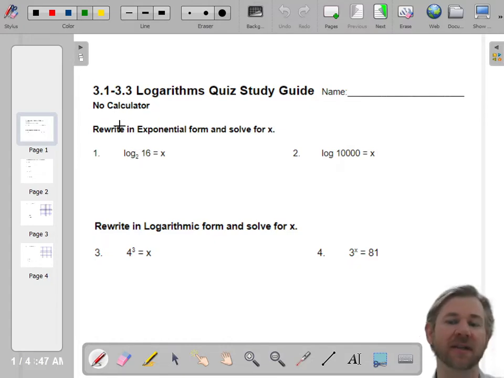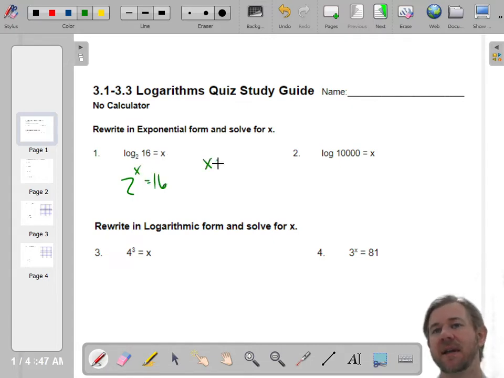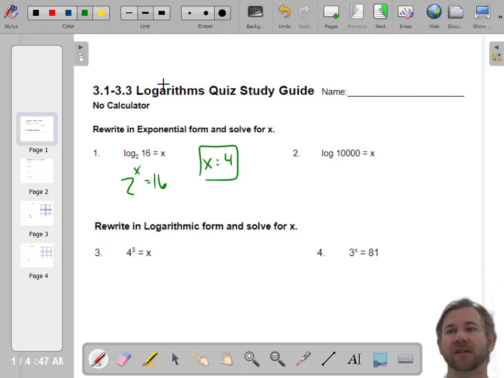The base of the log is the base of the exponent. So if it's a base 2 log, it's a base 2 exponent. 2 to the power of x equals 16. And you should know your powers of 2: 2, 4, 8, 16. So x equals 4. 2 to the 4th is 16.